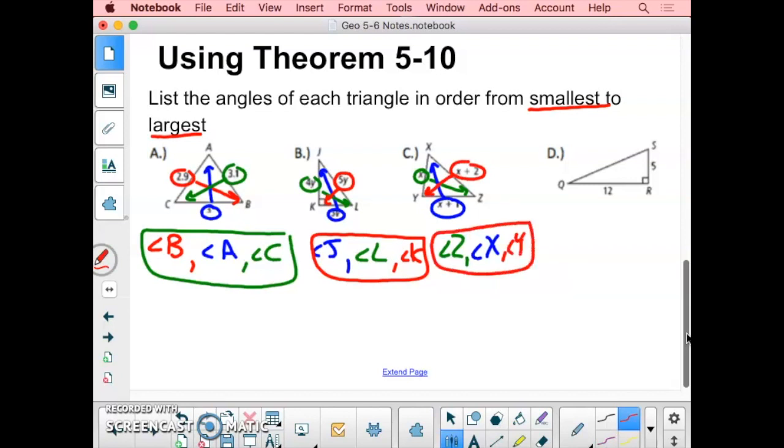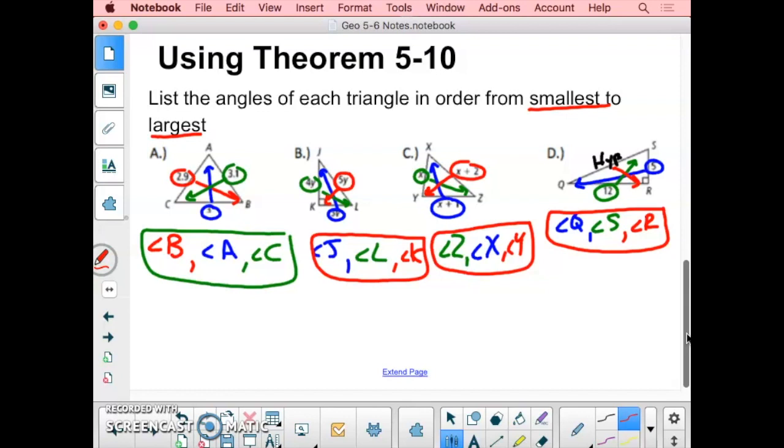Okay. And then the last one here, I have a right triangle, which means this is the hypotenuse, which means that has to be the longest side. Even if they don't give us that side, we can still figure it out. 5 is the shortest, which is across from Q. The next shortest is 12, which is across from S. And then the longest is the hypotenuse, regardless of what it is. It'll be 13, but even if you don't know that, you know that 90 has to be the biggest angle in the triangle.